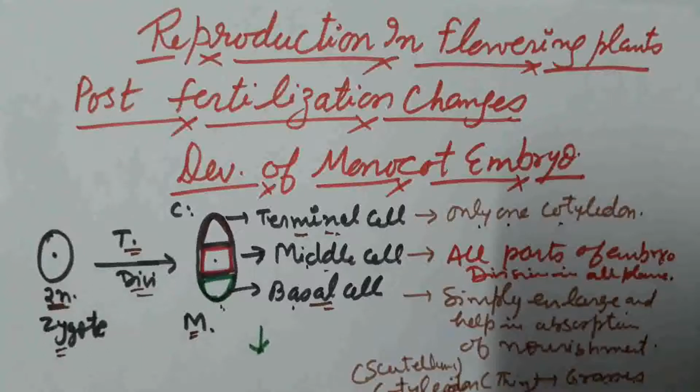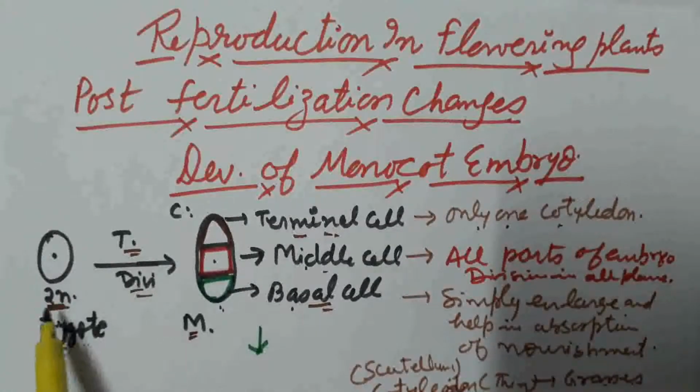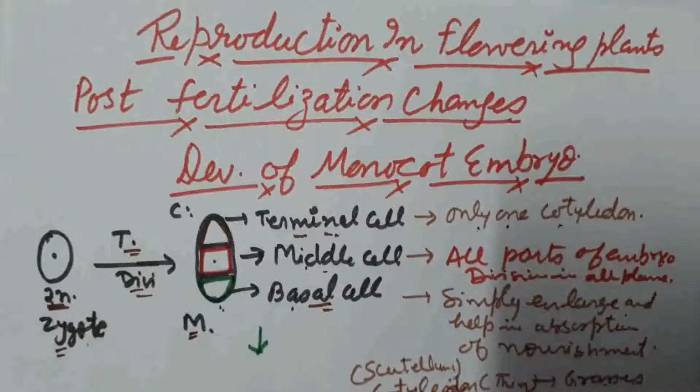Students, in this video we are going to discuss the development of the monocot embryo from the single cell zygote. As we all know, the single cell zygote is the product of syngamy or fertilization, in which one male gamete fuses with the egg cell and the zygote is produced. The zygote has the diploid number of chromosomes.